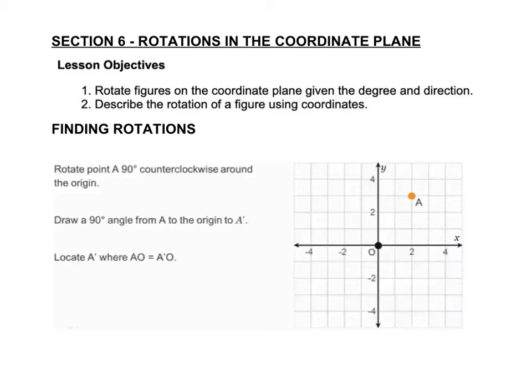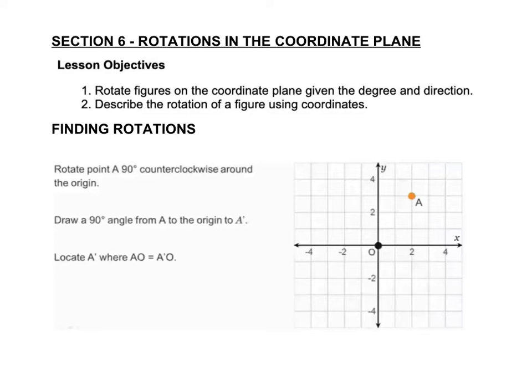So, what we want to do is be able to find a rotation. Now we talked about the center of rotation, and we talked about using degrees to do that. So we're actually going to do that ourselves. Our objective for this problem is to rotate point A 90 degrees clockwise around the origin. Here's my origin, this is my center of rotation, and here's point A.